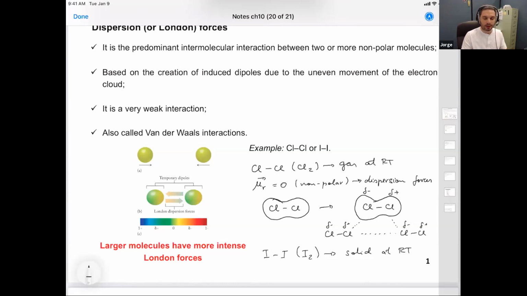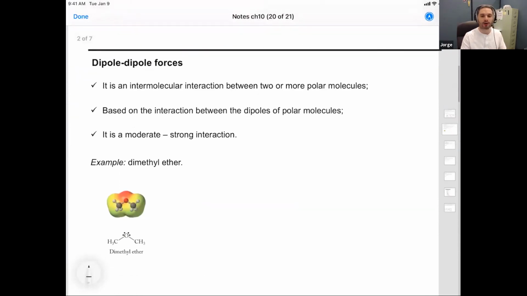Okay, so now let's move on to polar molecules. What are the possible intermolecular interactions when we have polar molecules? We will start with the dipole-dipole forces. It is an intermolecular interaction between two or more polar molecules. This kind of interaction is based on the interaction between the dipoles of polar molecules, and it is a moderate to strong interaction.